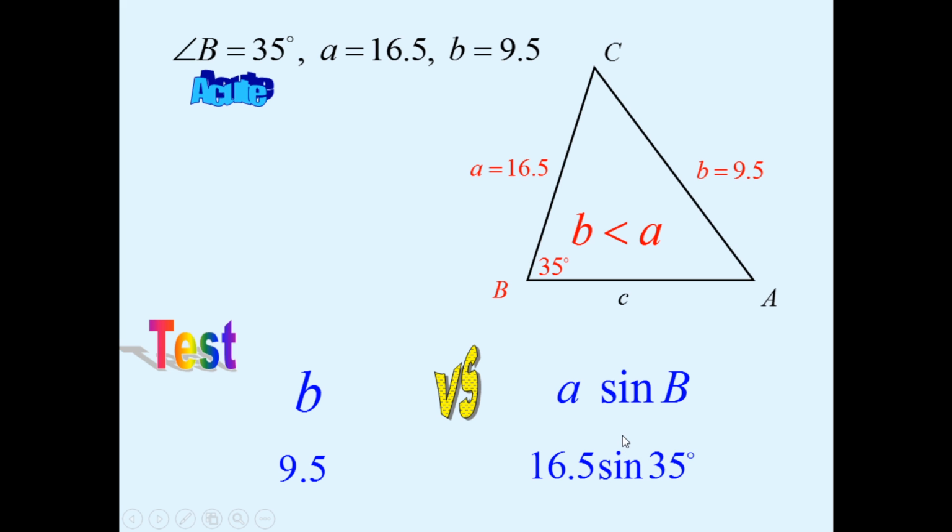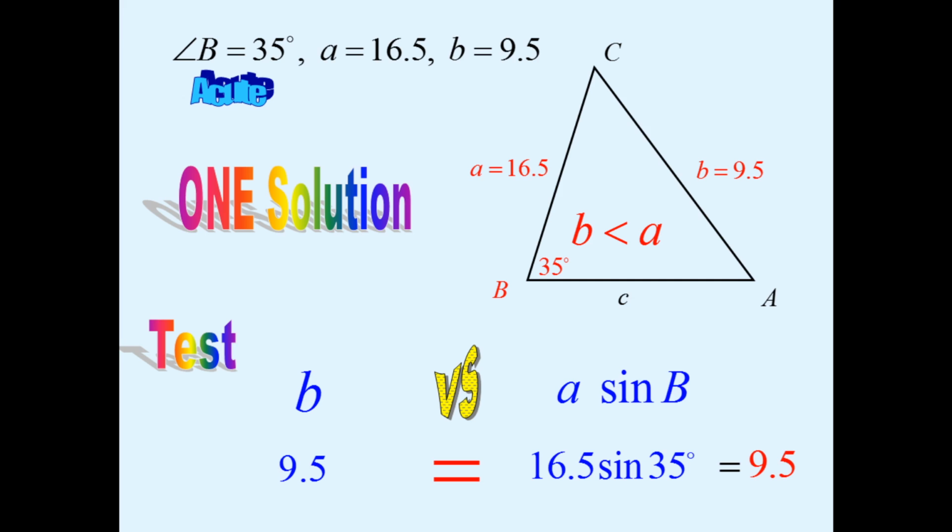So let's find out what that height is. It's 9.5. So this one is the exact same value. If it's the exact same value, that means there's only one right triangle. So there's only one solution.